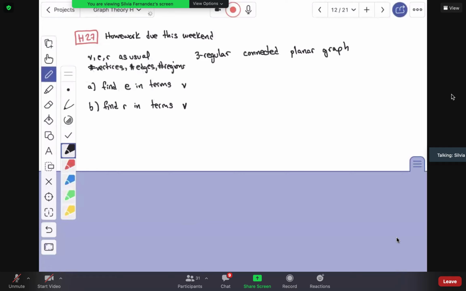The other things that you have to use is the information that they gave you. So it is connected. They're telling you that it's connected so that you can use Euler's formula. That's really the reason why they're telling you it is connected. If it's not connected, then that is not going to work. So you can kind of disregard that. Just say, okay, because it's connected, Euler's formula says this. 3 regular, they're telling you this so that you can use the degree theorem.